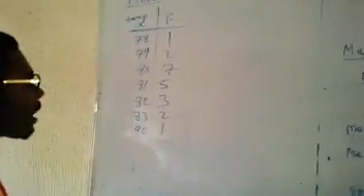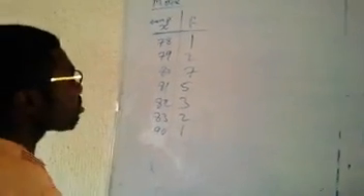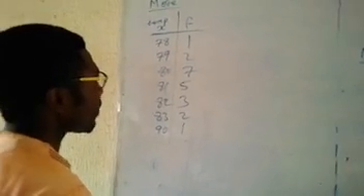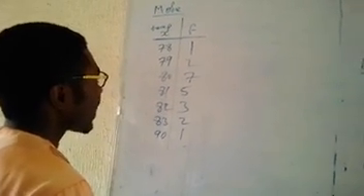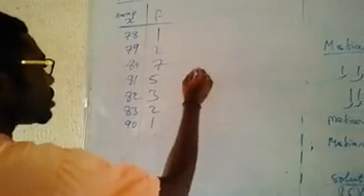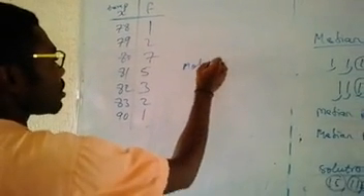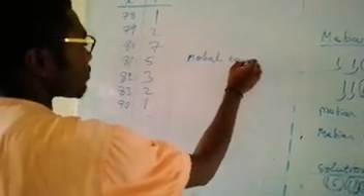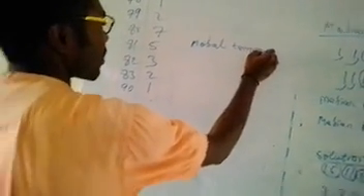So looking at this, since we said that the mode is the highest occurring number, the modal temperature becomes what? The modal temperature. I said that this frequency is the number of occurrence.